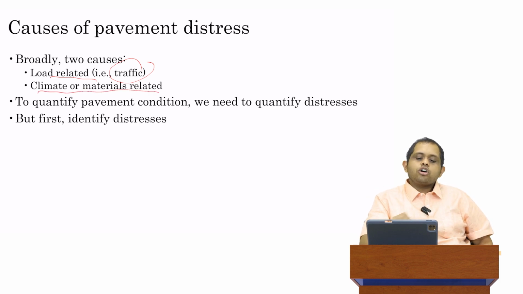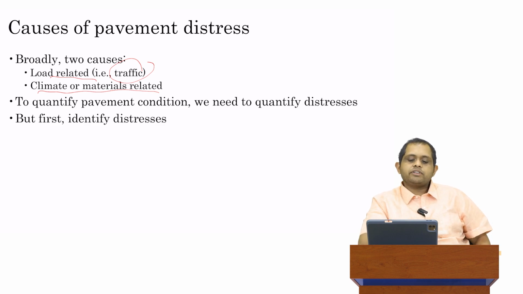And distresses which are caused by climate, or they're related to material. The climate or material related distresses would have occurred regardless of whether you had a high volume road or a low volume road, or maybe if you didn't have much traffic altogether for whatever reason. So that's why we have to clearly understand these two different types of distresses, because the mechanism of these two is very different. That's why we classify them differently.